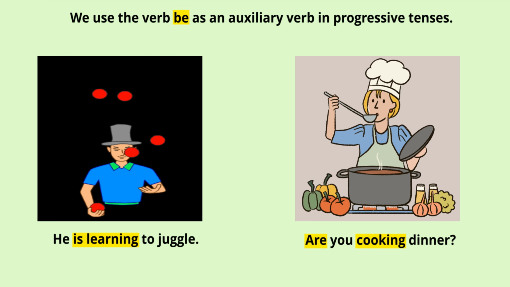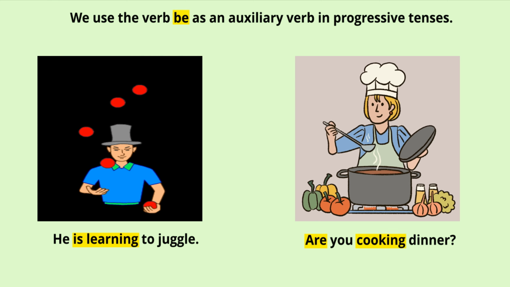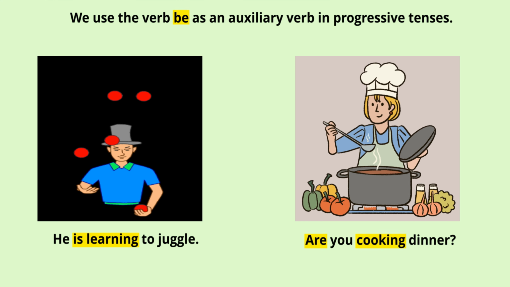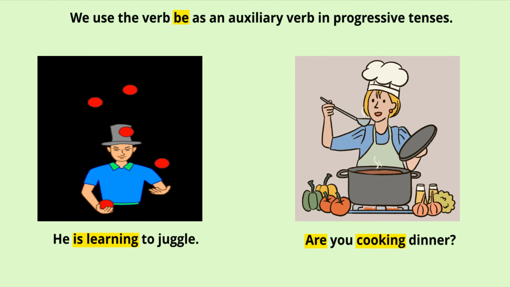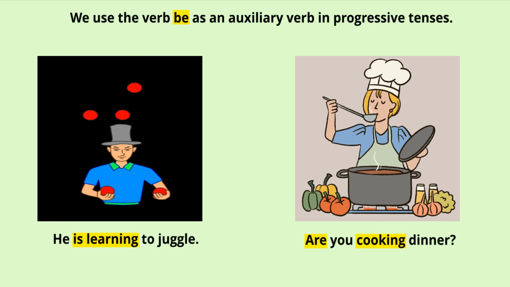We use the verb be as an auxiliary verb in progressive tenses. Progressive tense means the event is happening continuously. It is taking place. It is still taking place. Let's see the first visual. In the first visual, what do you see? You see a boy doing juggling with the balls, right? He is learning to juggle.